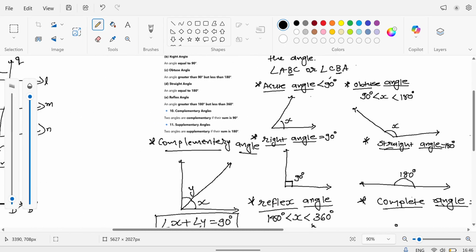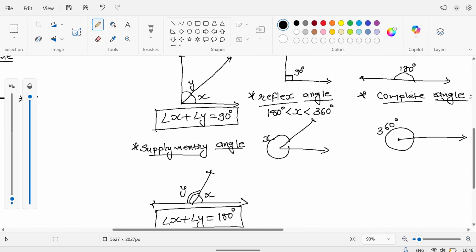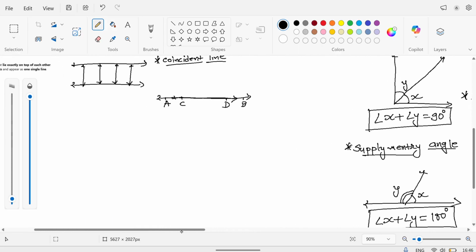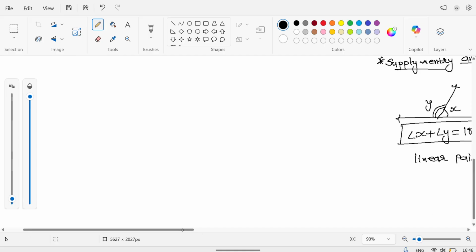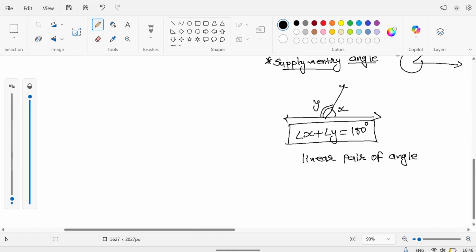So here we learned all the basic terminology of angles, lines and line segments related to geometry. In the next section we are going to solve some problems based on these concepts.